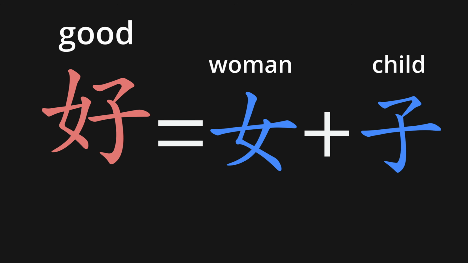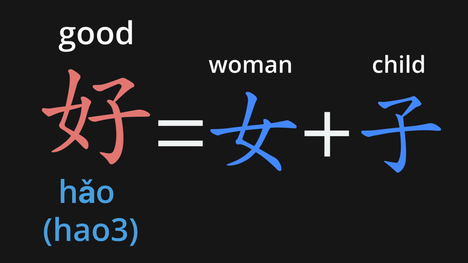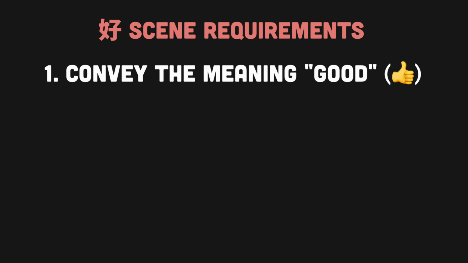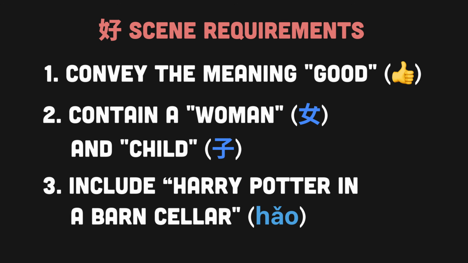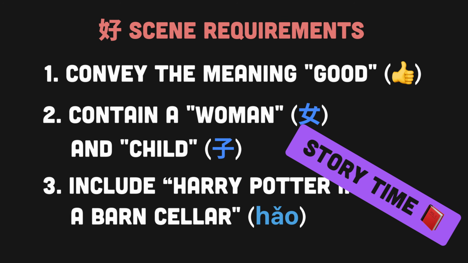an example. As we all know by now, this character has the meaning good, the components woman and child, and the pronunciation how. To represent all parts of this character, our visualized scene will need to convey the meaning good, contain a woman and child, and include Harry Potter within a barn cellar. Let's make a story that combines all of those together.